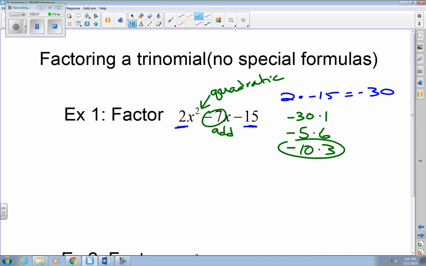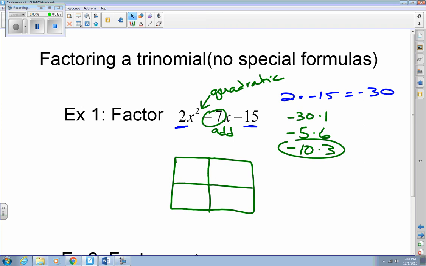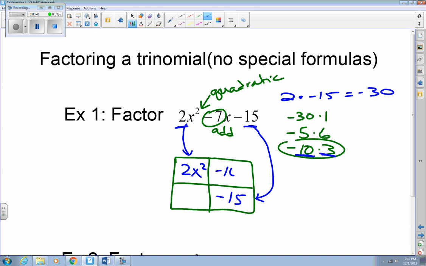So there's a couple different ways you can do this. A lot of you remember Punnett Square. So we're going to do a Punnett Square on this. First term here goes in the first box, 2x squared. Last term goes in the last box, bottom right. And the negative 10 and 3 go into the other two boxes. And we are going to put the variable x on those.